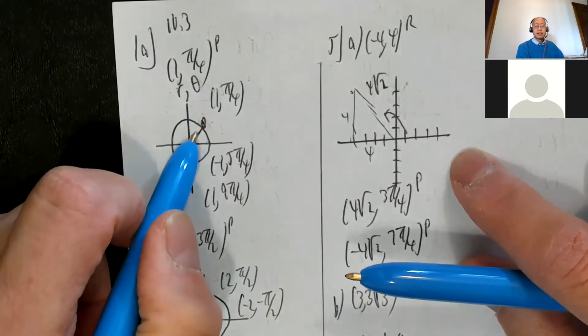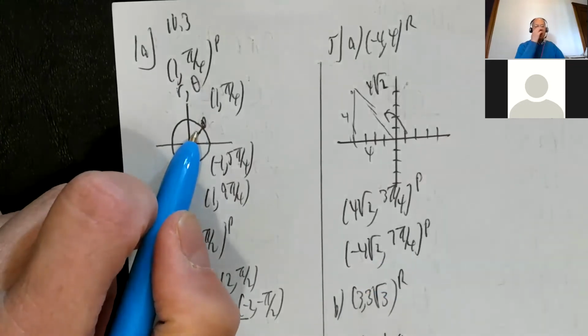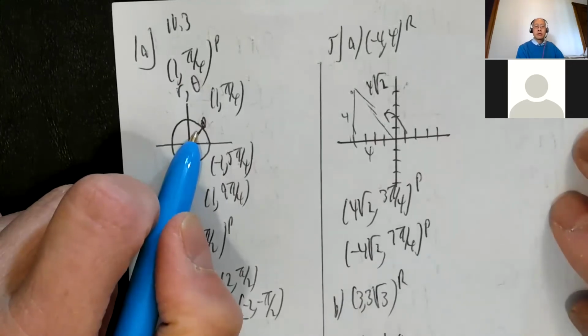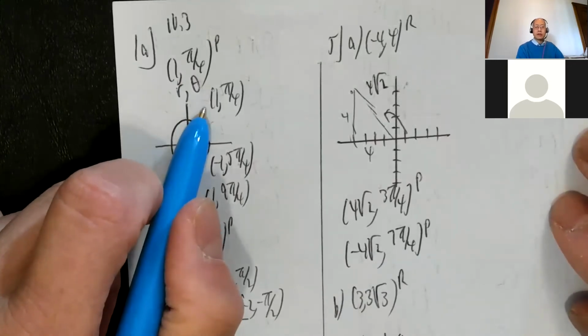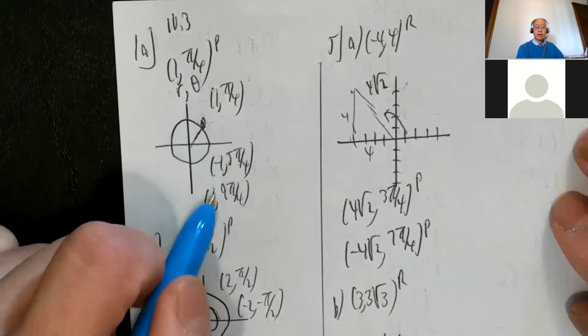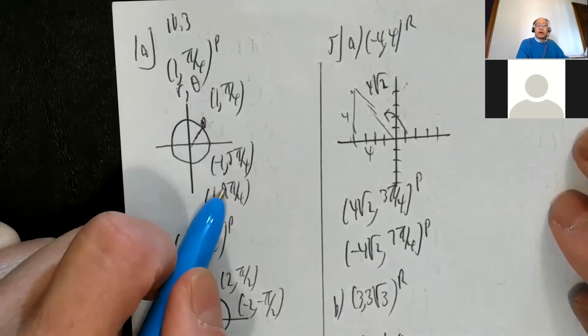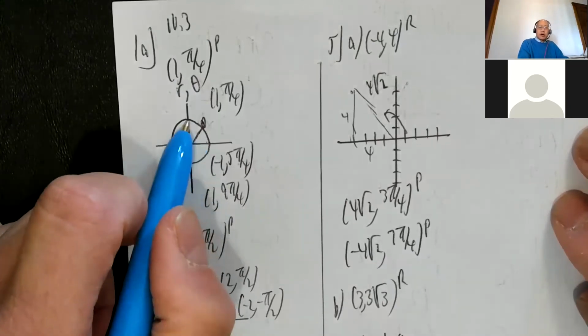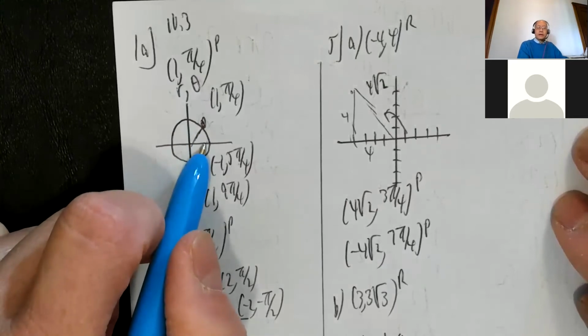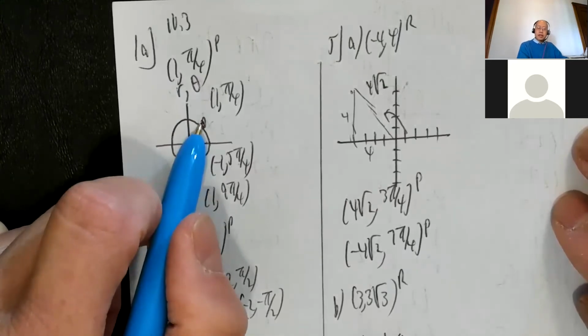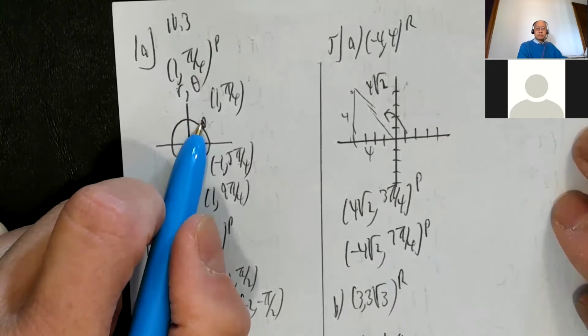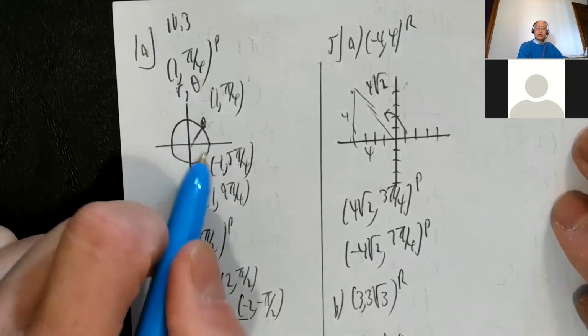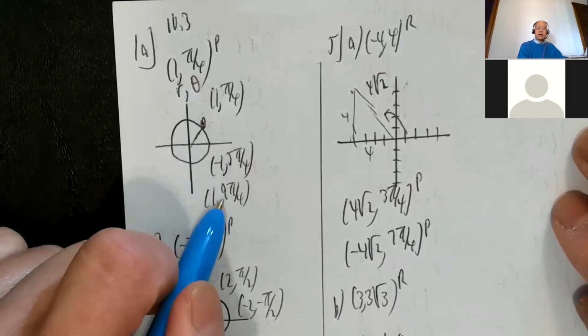Now the directions say to give another ordered pair with r greater than 0. So in other words, I keep the 1. I get 9 pi over 4. Now, what is 9 pi over 4? That's going all the way around once, 2 pi, plus another pi over 4. So 2 pi is 8 pi over 4 plus another pi over 4, 9 pi over 4.